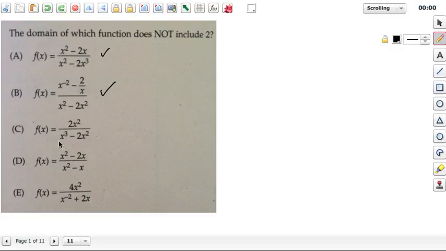What about this one? 2 cubed is 8. Put a little 8 there. 2 squared is 4. 4 times 2 is 8. 8 minus 8 is indeed 0. So the question says, the domain of which function does not include 2? This domain will not include 2. So the answer is C. Let's move on to the next question.